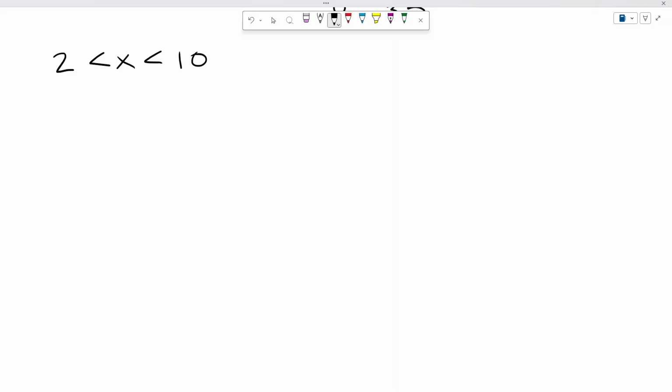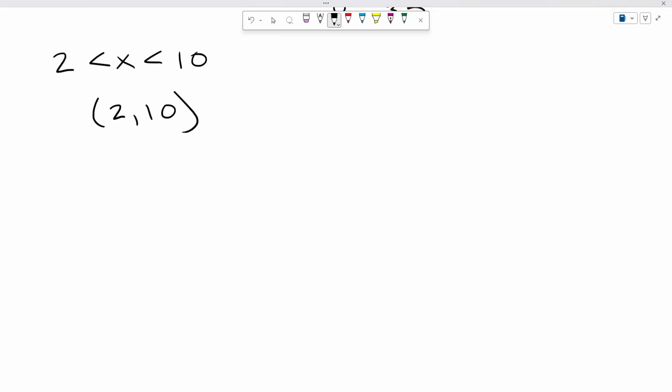So in interval notation, we can still write it as parentheses 2 comma 10, okay? Because what we have here for our solution set, we have values that are in the middle there, sandwiched between 2 and 10. But again, parentheses, because we can't include 2 and 10.